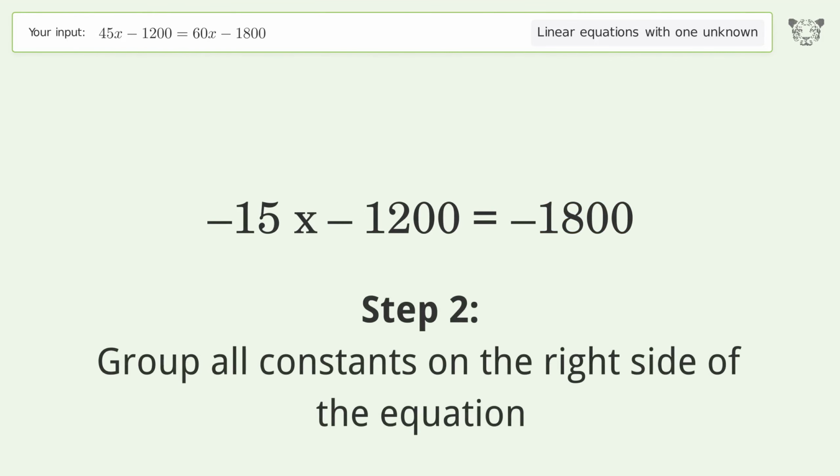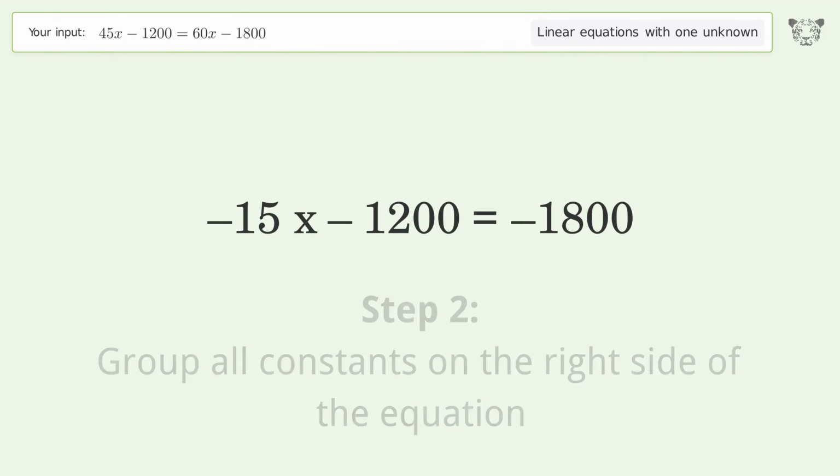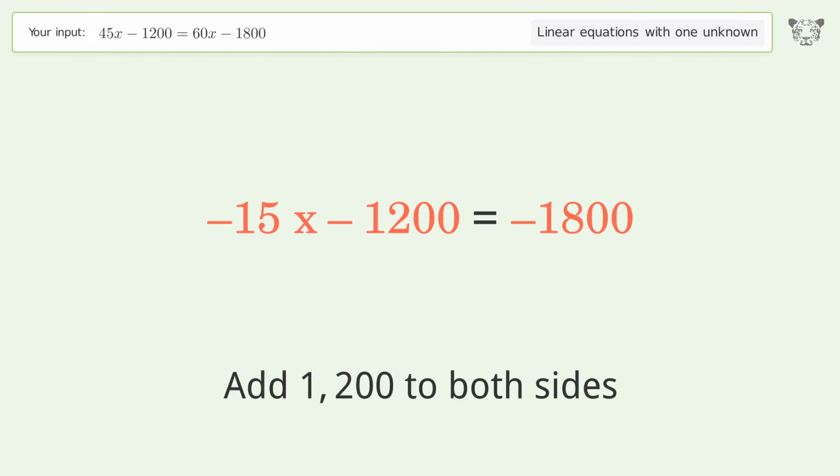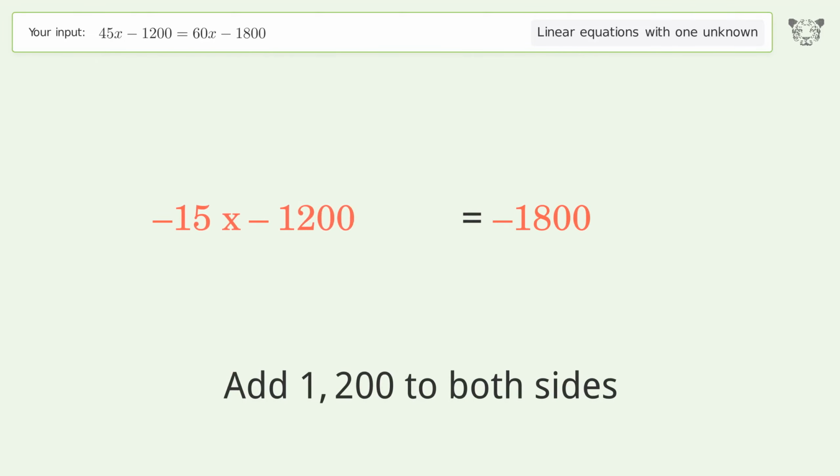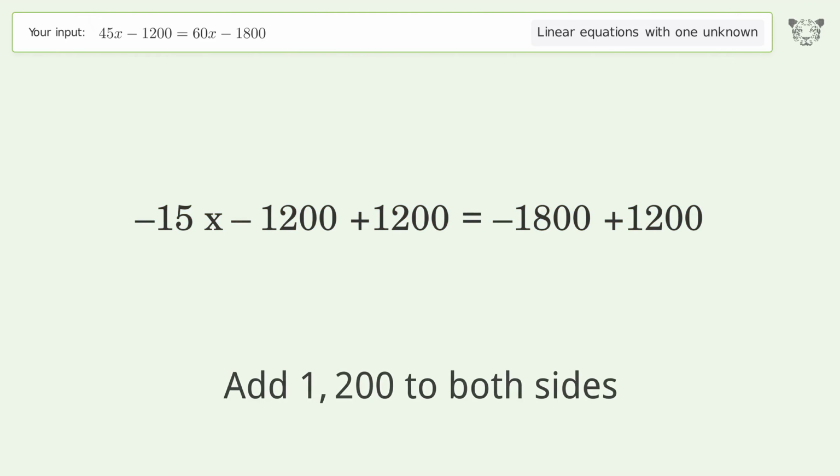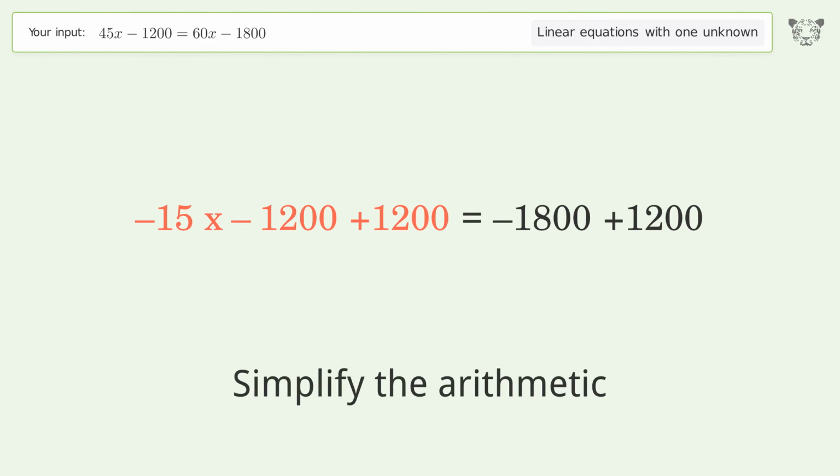Group all constants on the right side of the equation. Add 1200 to both sides. Simplify the arithmetic.